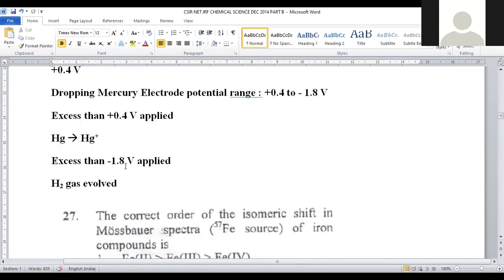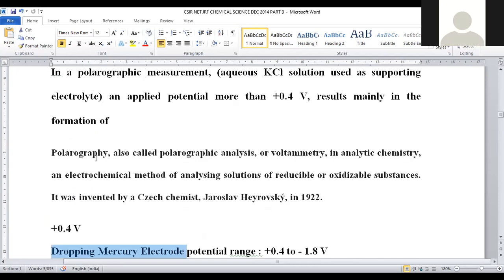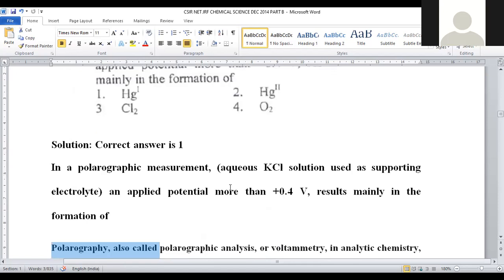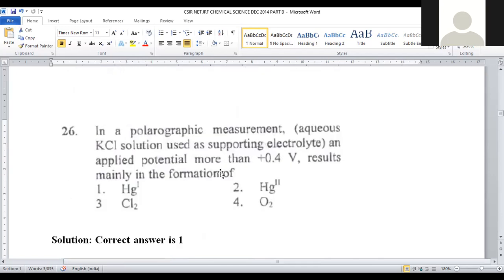So if you are taking a potential greater than plus 0.4 volts, what happens? Silver to silver positive is possible. Mercury to mercurous, this is a kind of oxidation. Mercury to mercurous formation is possible. Now, if you are employing more than minus 1.8 volts, there is a liberation of hydrogen gas. Two conditions are possible for this dropping mercury electrode employed in the polarographic experiment, based on which there is a possibility to assign the concentration for the given sample solution.